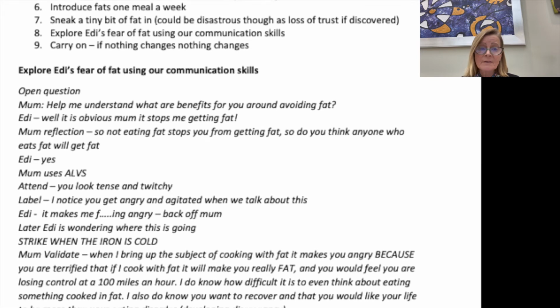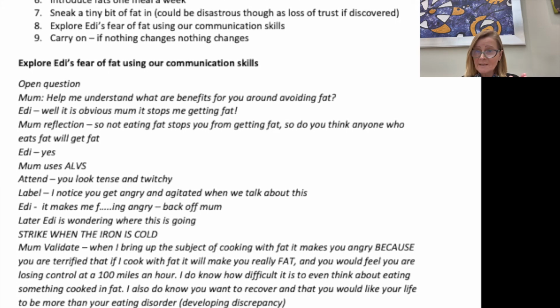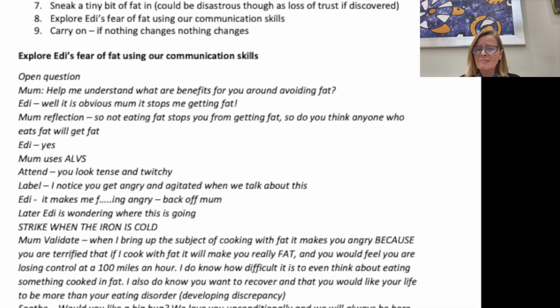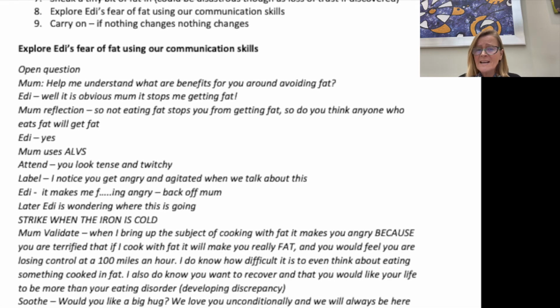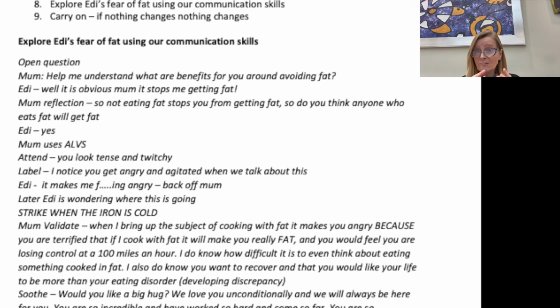Millie: "Yes." Then mum could use the ALVS technique where you're looking for the emotion. So attending to the signs. "So Millie, you look really tense and twitchy. I notice you get angry and agitated when we talk about this topic." Millie: "It makes me effing angry. Back off, mum." And then maybe mum rolls with resistance.